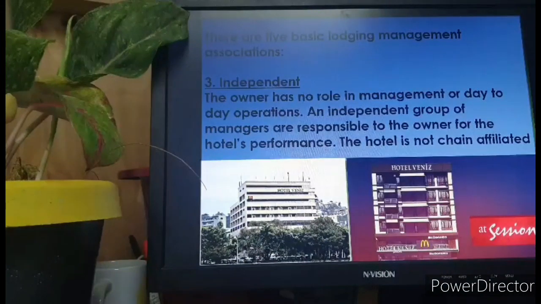Next one, independent. The owner has no role in management or day-to-day operations. An independent group of managers are responsible to the owner for the hotel's performance. The hotel is not chain affiliated. The best example for this is the Hotel Venice. It is located at Abanao and of course at Session Road.